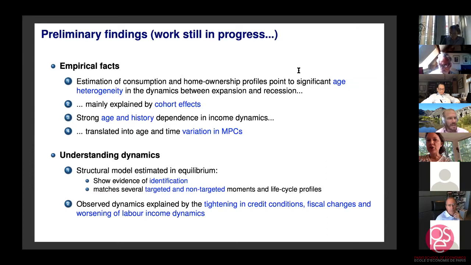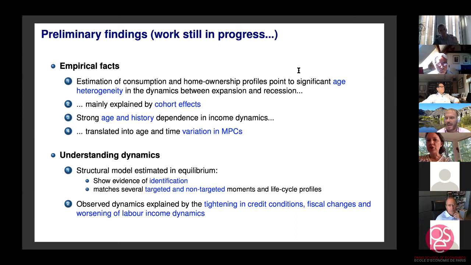In terms of the empirical facts, what we find is that both consumption and home ownership profiles point to significant age heterogeneity in the dynamics between expansion and recession, which is mainly accounted for by strong cohort effects. We also find that there's strong age and history dependence in income dynamics. For households of different ages and income histories, the shocks that we uncover are very different, which translates into age and time variation in the marginal propensity to consume. This comes from the data.